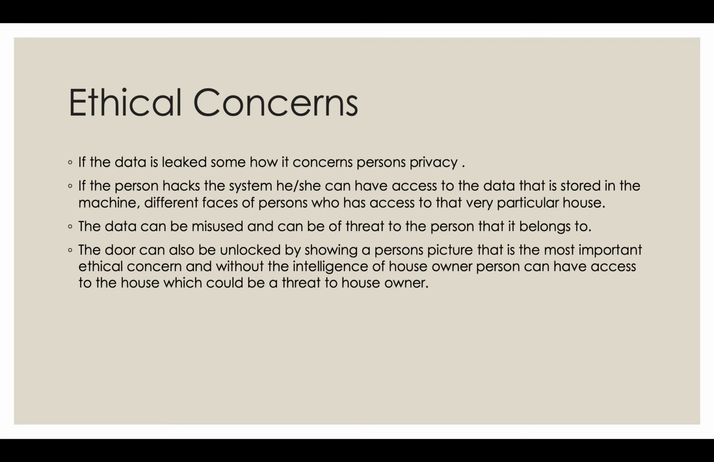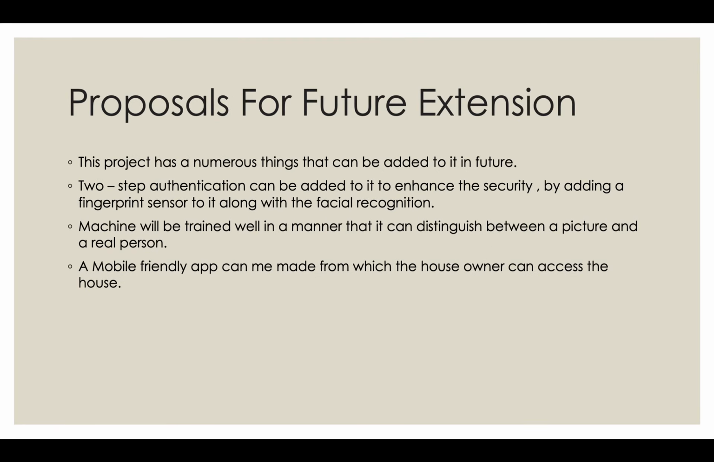So in the future, this is the proposal for future extension of this project. Two-step authentication can be added, and to enhance the security, we can add a fingerprint sensor along with the facial recognition. The machine can also be trained well so that it can distinguish between a picture and a real person, so no one can unlock the door by showing a picture to the camera. And a mobile-friendly app can also be made accessible. This was my project.